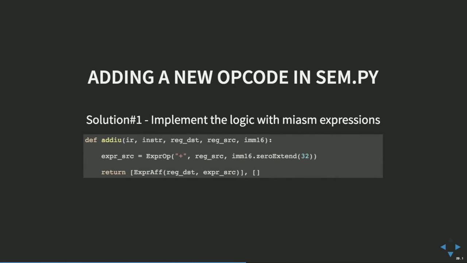Then you can add a new opcode in sem.py. The idea is to implement the logic. The first solution is to go the hard way and write a full and complete MySM expression. Here it's XEAF to affect, op to specify add, and so on. It's a bit long, and obviously in order to implement add, that's too much.